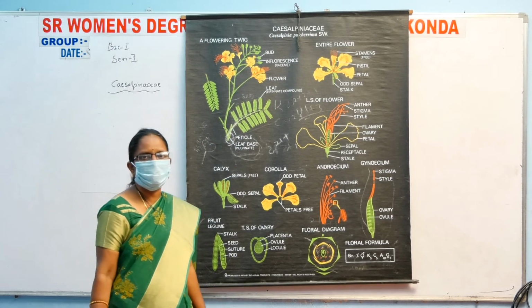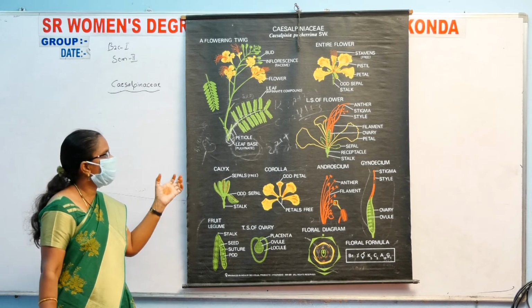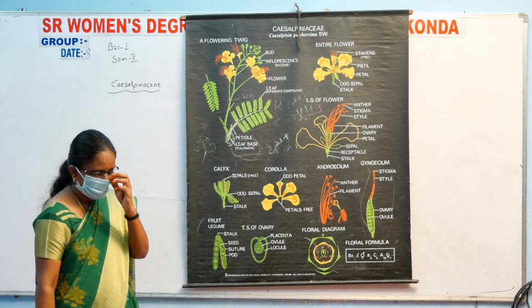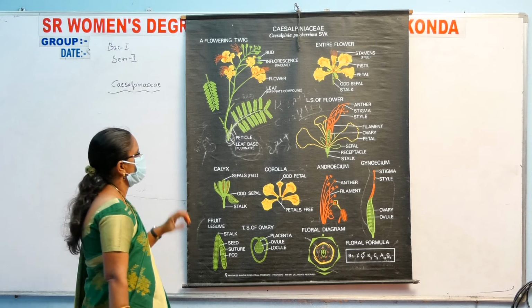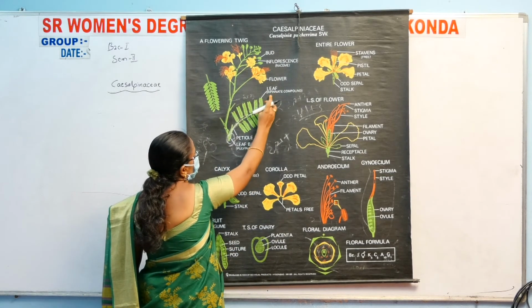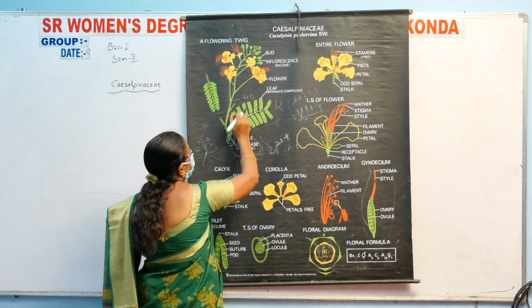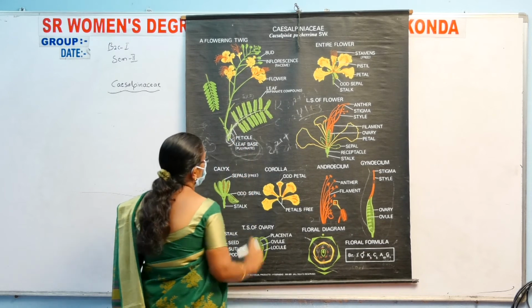Stipules are present or absent. In some types of plants, foliaceous stipules are present. This is a normal twig of the Caesalpinaceae family. This is the bipinnately compound leaf, flowers, buds, and this is the leaf base and petiole.